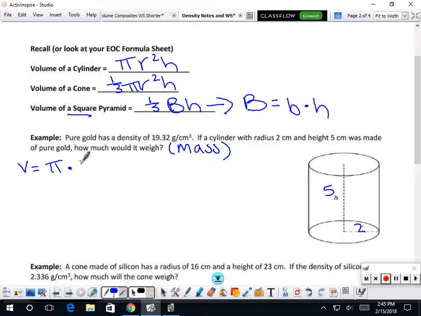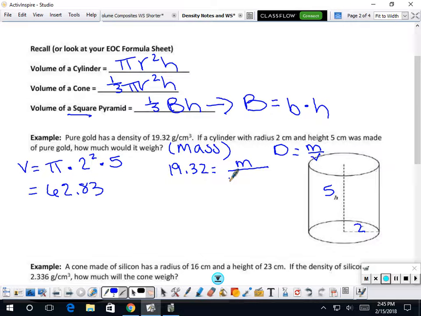So I have pi times the radius is 2 squared times the height is 5. We'll go ahead and approximate this answer and include the pi whenever we type it in the calculator. You should get 62.83. So now, if we want to solve for mass, we know that density is equal to mass divided by volume. The density is 19.32. We don't know the mass, so I'm going to leave that as m, divided by the volume we found was 62.83.